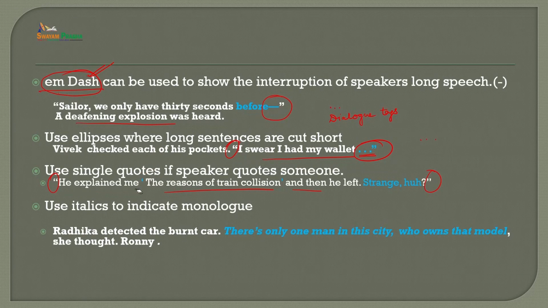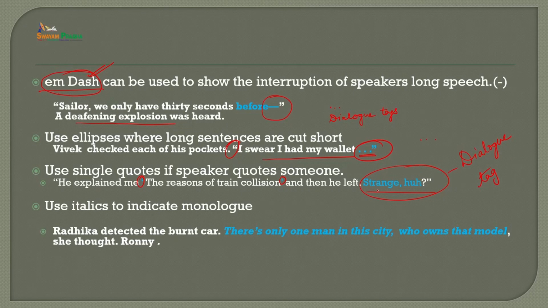So, now look at this part. I am just rubbing up all these things to make it very clear for you. Remember, single quotes, if the speaker is quoting somebody else. So, he explained me the reason of train collision and then he left. It's strange. This is again what? Dialogue tag. Dialogue tag. Okay, understood everyone?